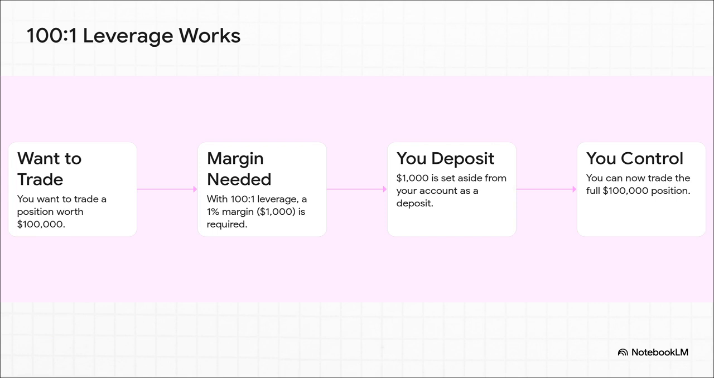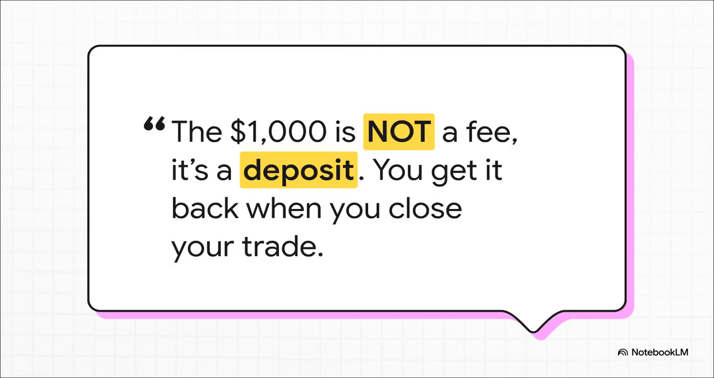Let's say your broker offers 100-to-1 leverage. You want to trade that big $100,000 standard lot. To make that happen, the broker just needs a 1% margin deposit. So you put up just $1,000 from your account, and boom! Instantly, you are in control of the entire $100,000 position. It's incredibly powerful stuff.